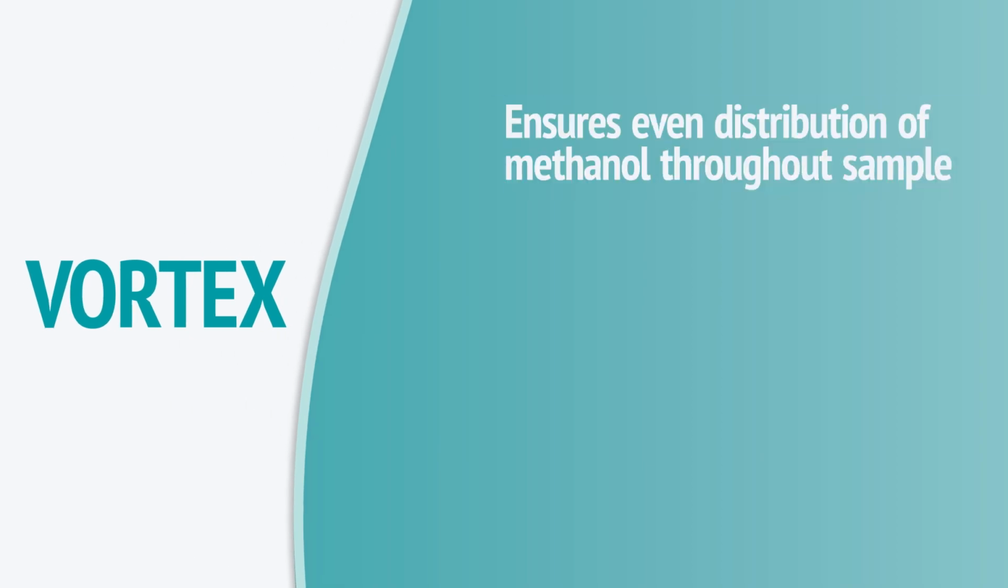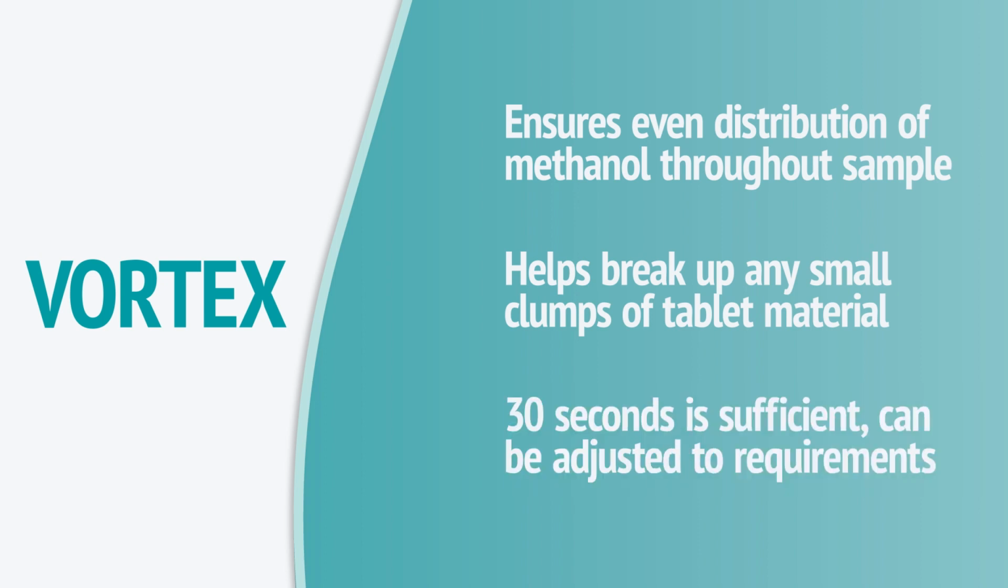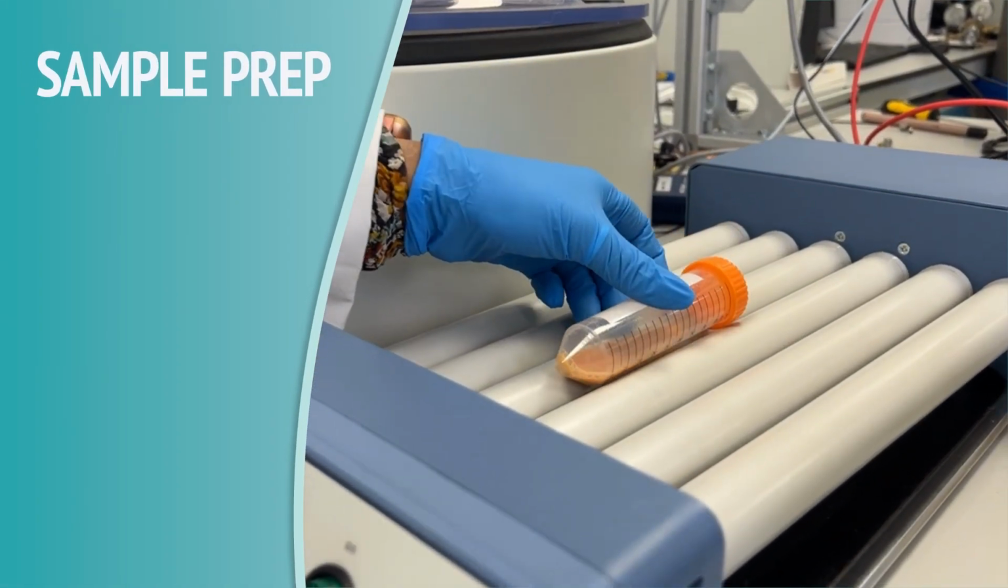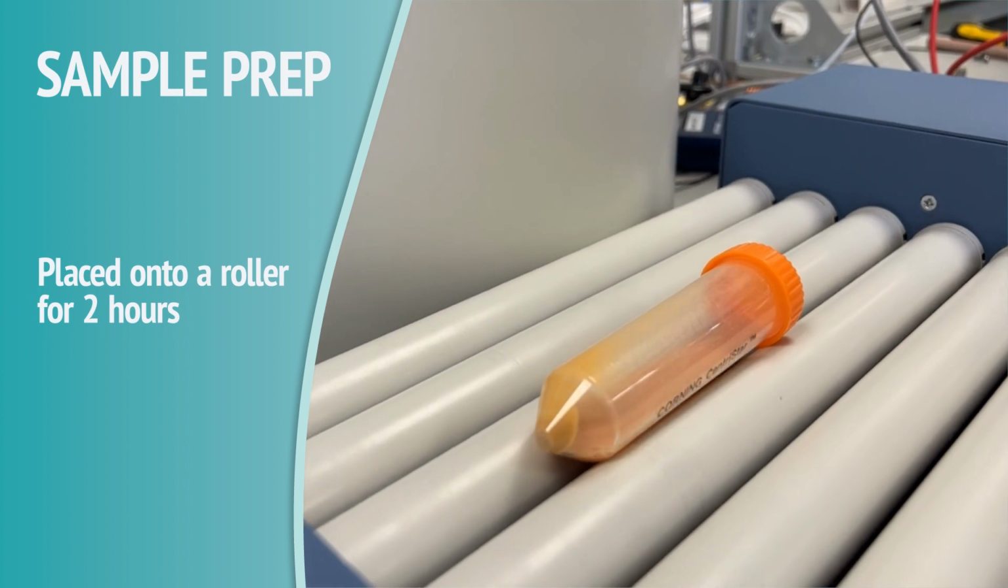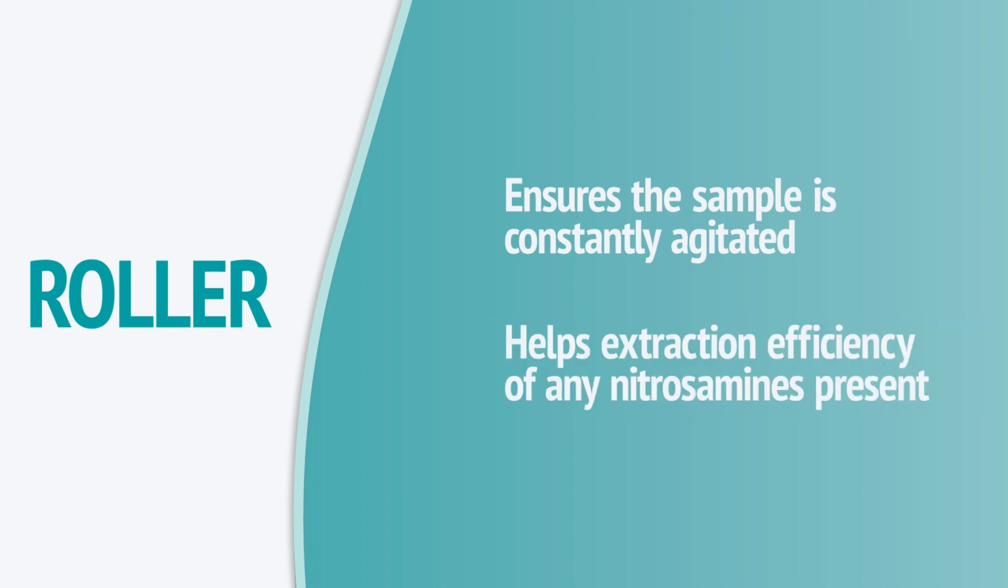The vortex mixer ensures even distribution of methanol throughout the sample and helps break up any small clumps of tablet material. To achieve accurate results, it's crucial to vortex the mixture for an appropriate duration. Generally, 30 seconds of vortexing is sufficient, but you can adjust the time based on the specific requirements of your testing process. After vortexing, the mixture is placed onto a roller for 2 hours. The roller ensures that the sample is constantly agitated, which helps to maximize the extraction efficiency of any nitrosamines present.